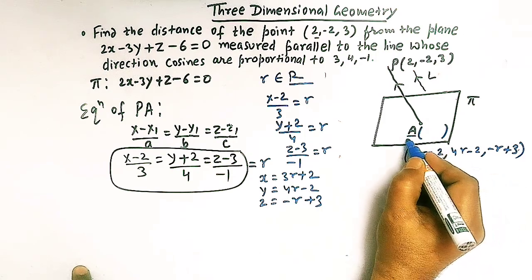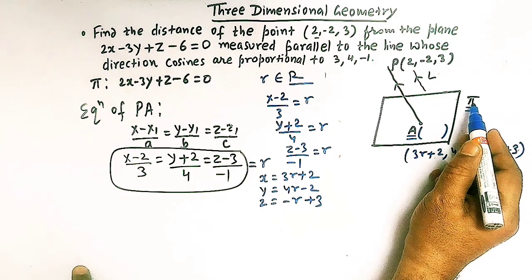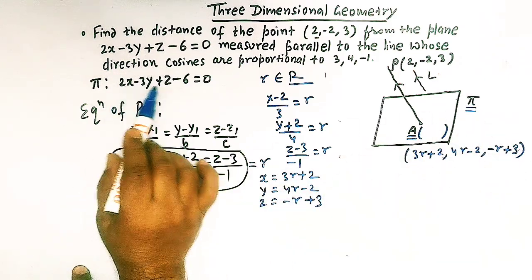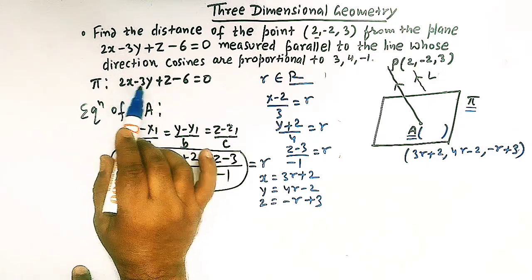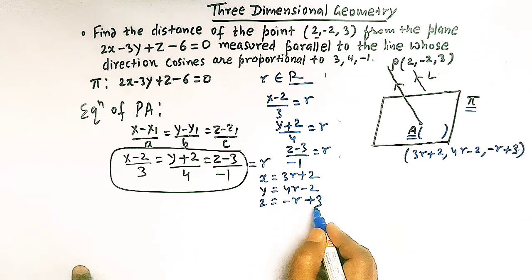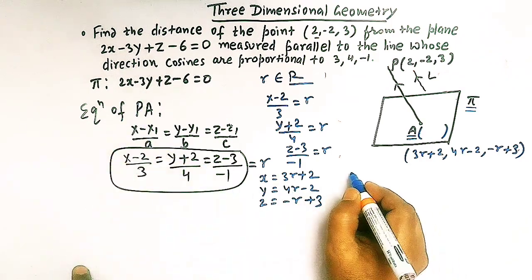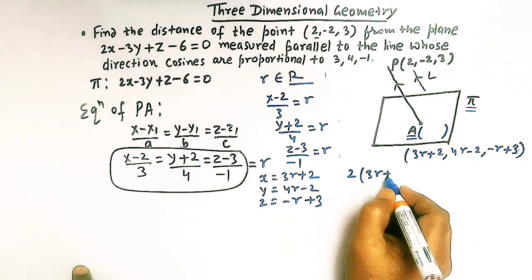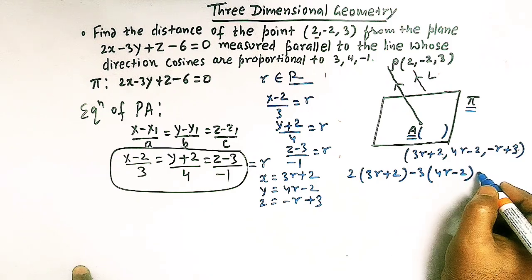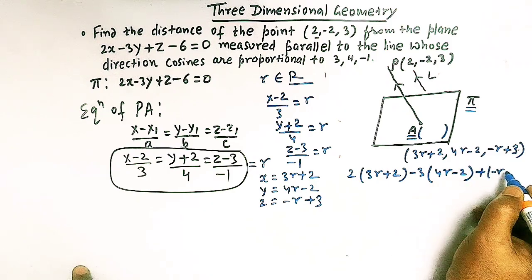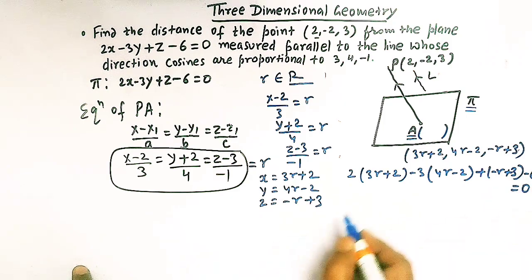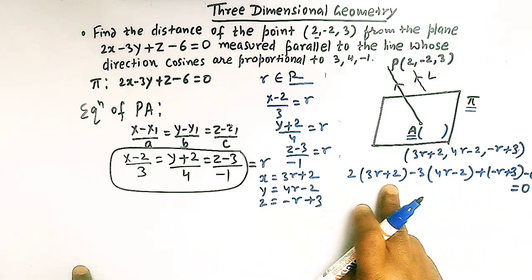Now this point A lies on the plane pi. So this coordinate must satisfy the equation of the plane. So substituting x, y, z as 3r plus 2, 4r minus 2, and minus r plus 3 in this equation, we now have (3r plus 2), then minus 3 times (4r minus 2), and then we have (minus r plus 3), and minus 6 is equal to 0. So this is a linear equation in r.